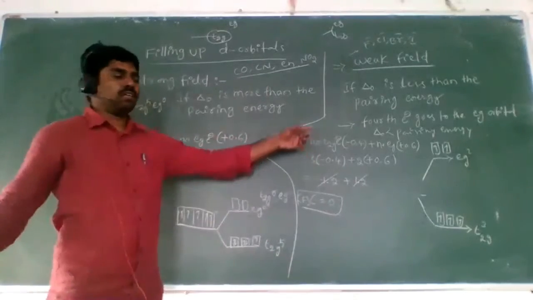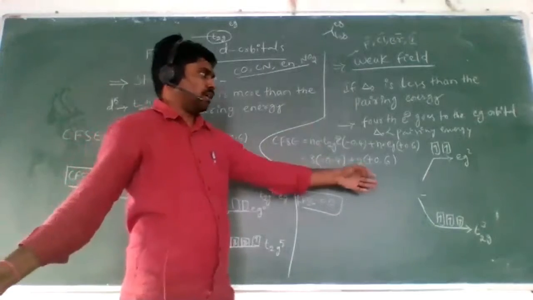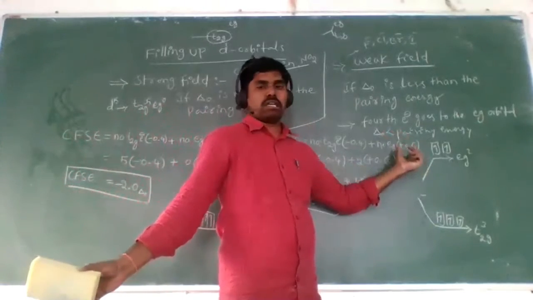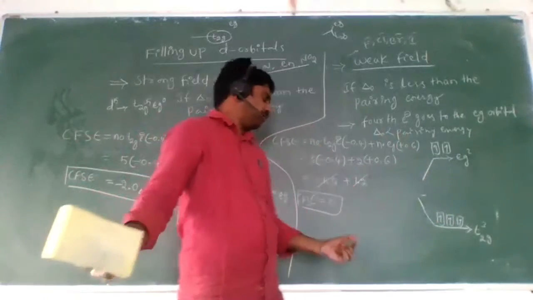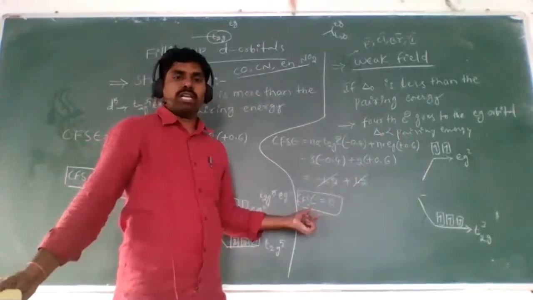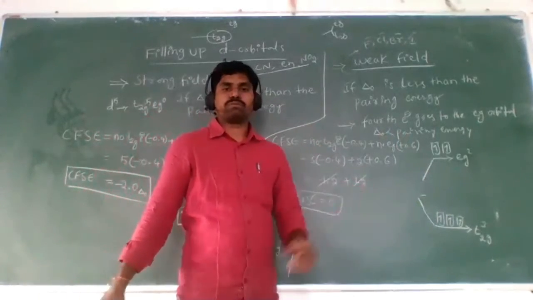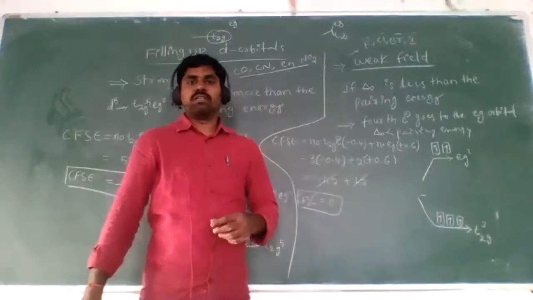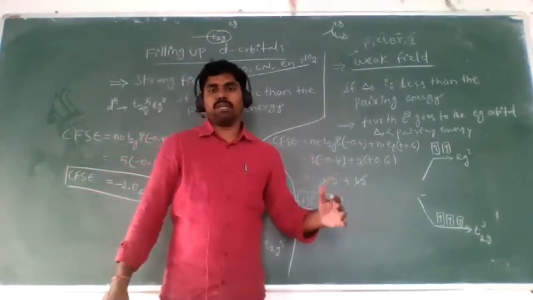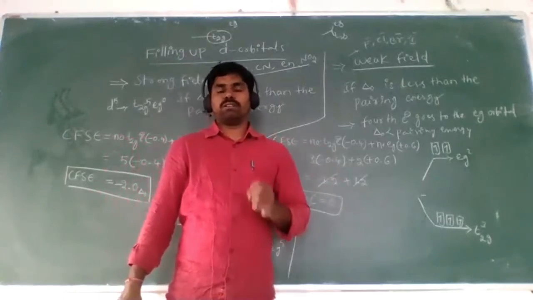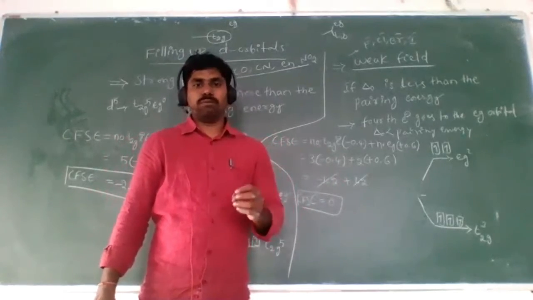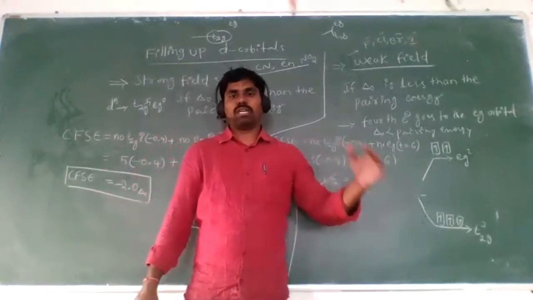In the weak field, when the 5 electrons are arranged and filled in T2g and eg, the crystal field stabilization energy is 0. Do you understand this class? In the weak field and in the strong field, this is how the electrons are filling the orbitals in eg and T2g: in the strong condition and in the weak condition.